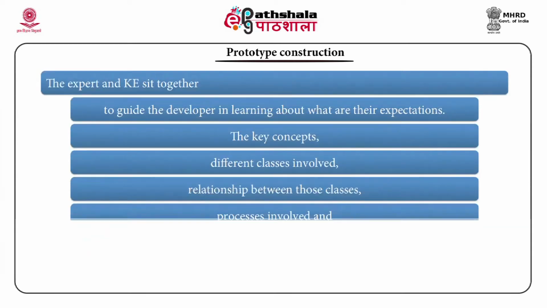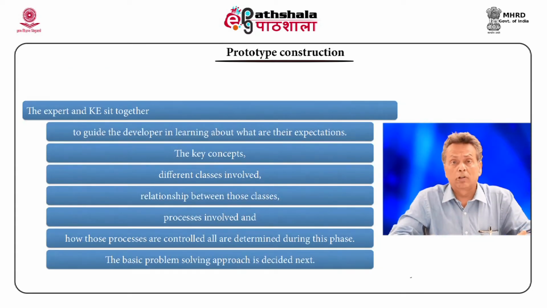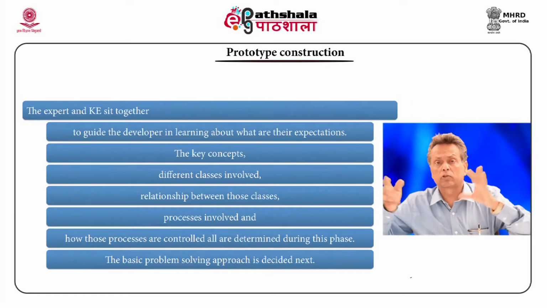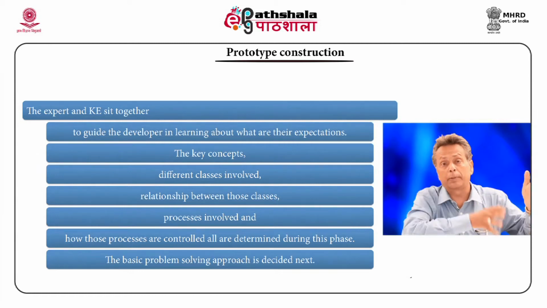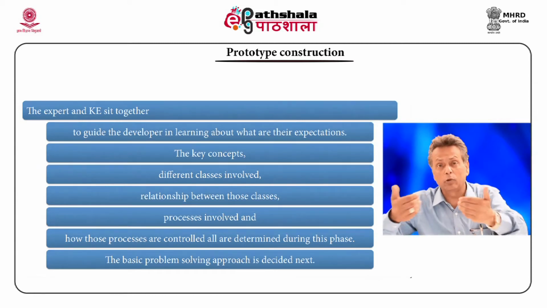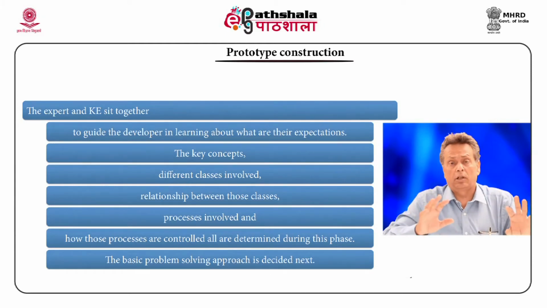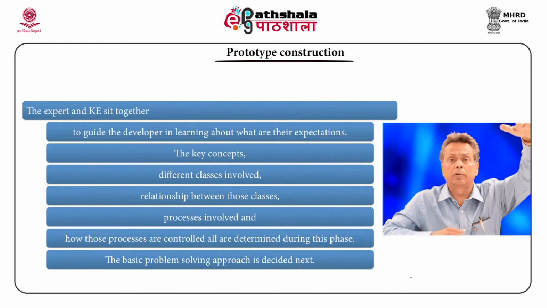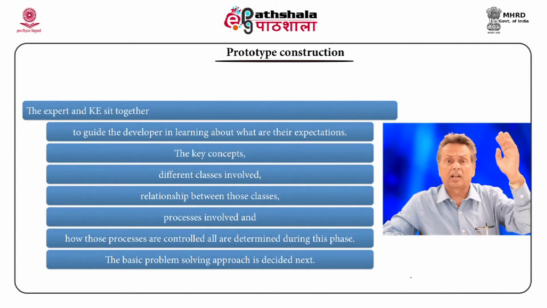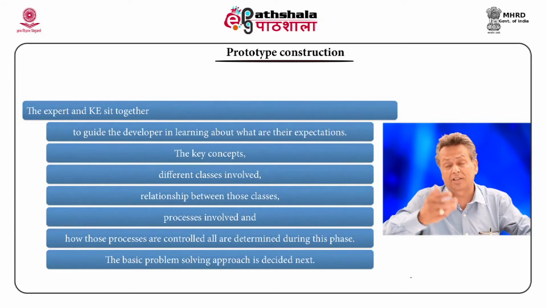The expert and knowledge engineer sit together and do a lot of things. These are shown on the slide. First, they guide the developer in learning exactly what the system is, what is going to come in. For example, the forms, as we call them in a conventional system: what people are going to input. The reports: what people are going to see as output. The key concepts involved in this process. What are the classes involved? Patient, doctor, whatever. The relations between those classes: which class is a superclass, which is a subclass, which class is used by others, and so on. Which class is a friend of another class, if you're coding in C++, where there's a concept of friend.